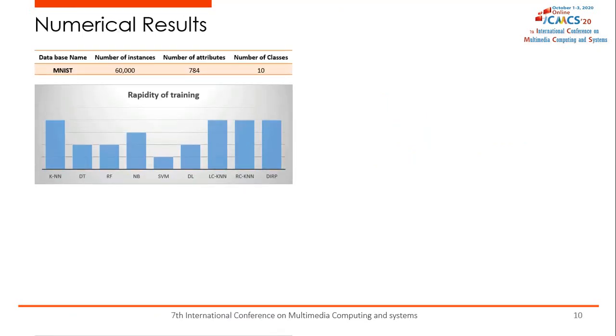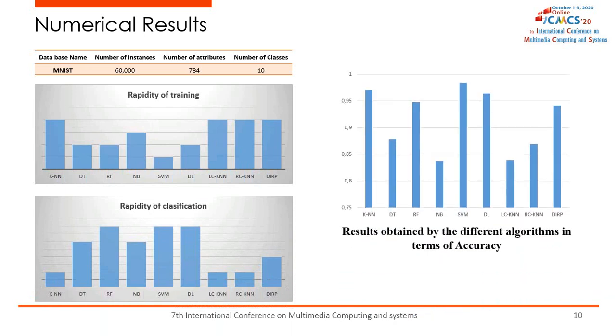Now we move to the numerical results. We implement the algorithms with Python using a real database. We compare the results with other methods in terms of accuracy, learning, and classification time. We got the following results. The SVM achieved the best mean accuracy.